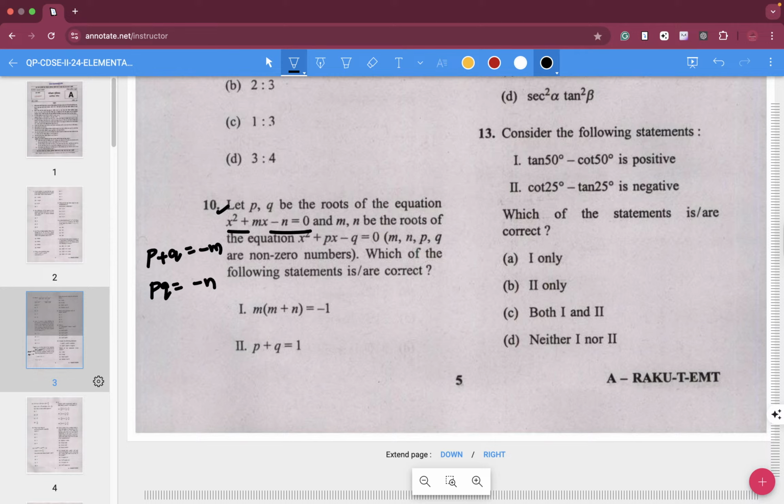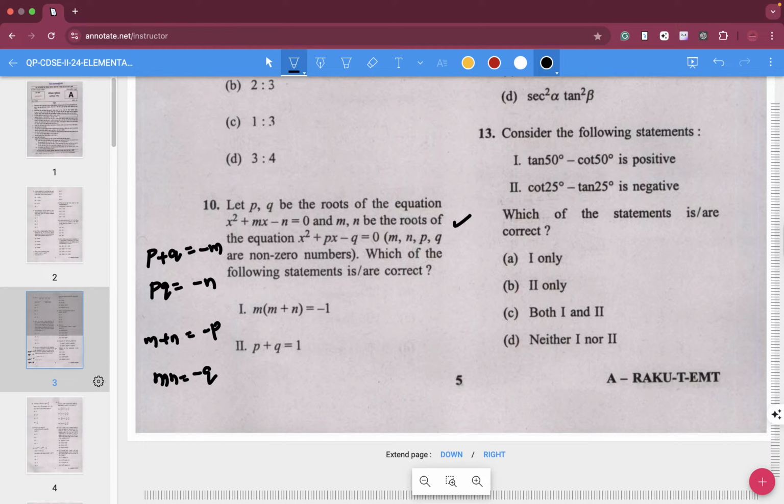Now m and n are the roots of this particular equation over here. So m plus n is minus p, and m into n is minus q. These observations are known to us.